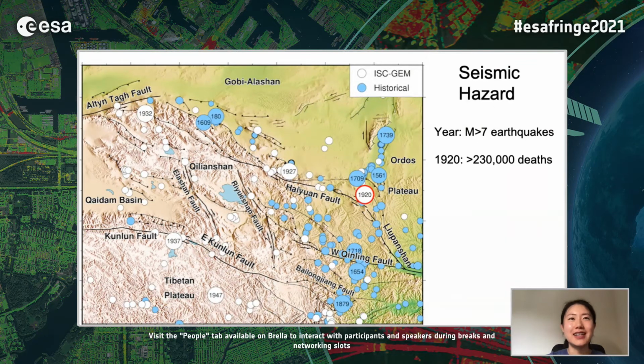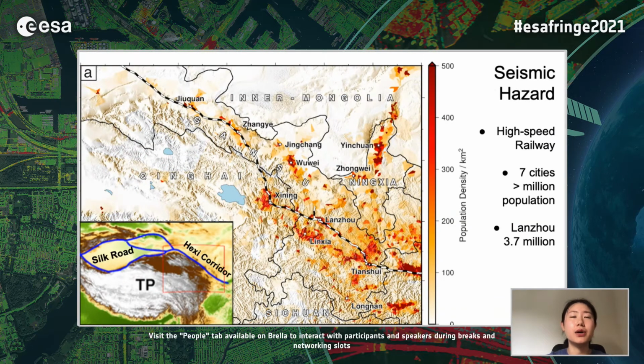In addition to understanding the tectonics of the region, this work is also important for seismic hazard purposes. The northeast Tibetan Plateau is a seismically active region, with over 5 magnitude greater than 7 earthquakes in the past century and more registered in history. In particular, the 1920 earthquake resulted in over 230,000 deaths. The seismic risk is further increased by recent development along the Silk Road, where a high-speed railway is put through the Hexi Corridor linking 7 major cities, including Lanzhou, the capital of Gansu province.